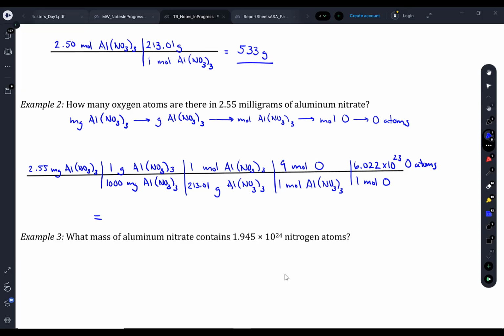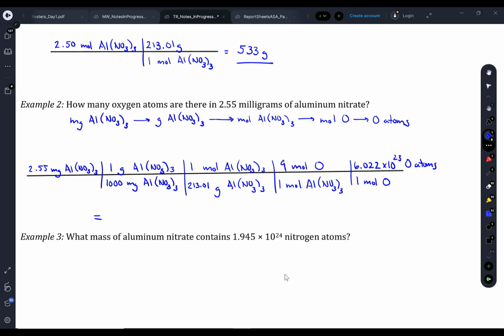So anyway, the easiest way to put this in the calculator would be: 2.55. Multiply everything in the numerator, divide everything in the denominator. So 2.55 divided by 1,000, divided by 213.01, multiplied by 9, multiplied by the Avogadro number.